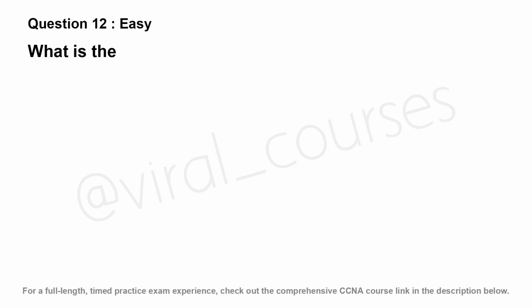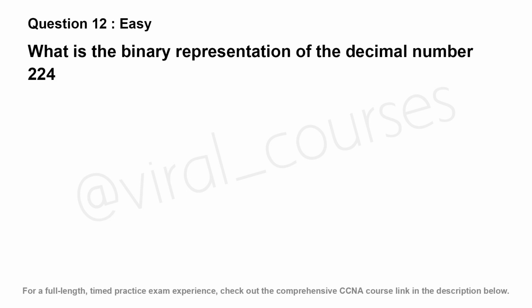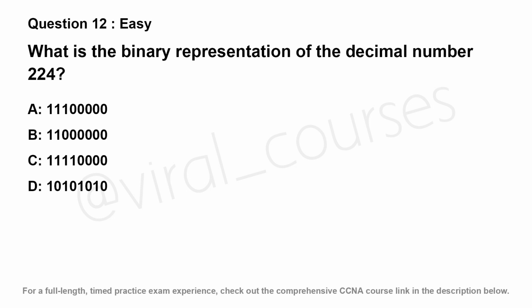What is the binary representation of the decimal number 224? Option A, 11100000. Option B, 11000000. Option C, 11110000. Option D, 10101010.